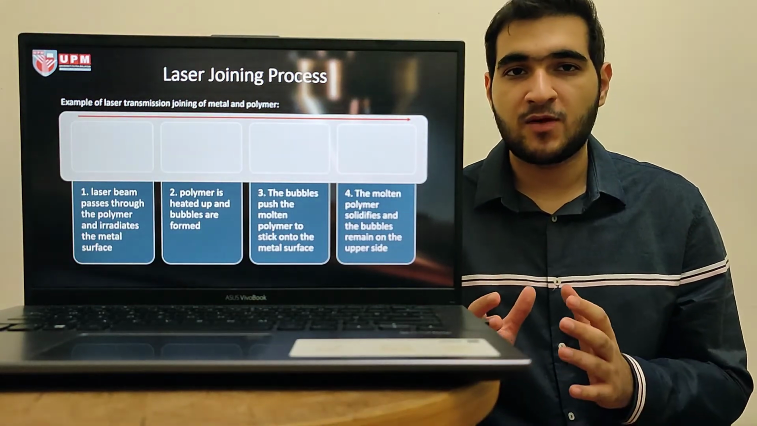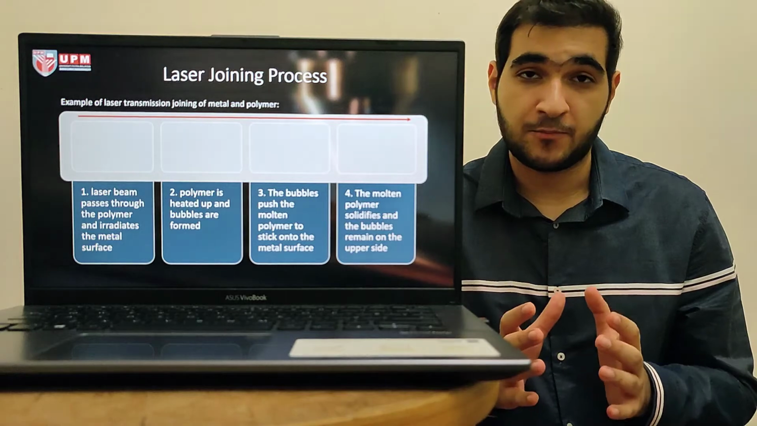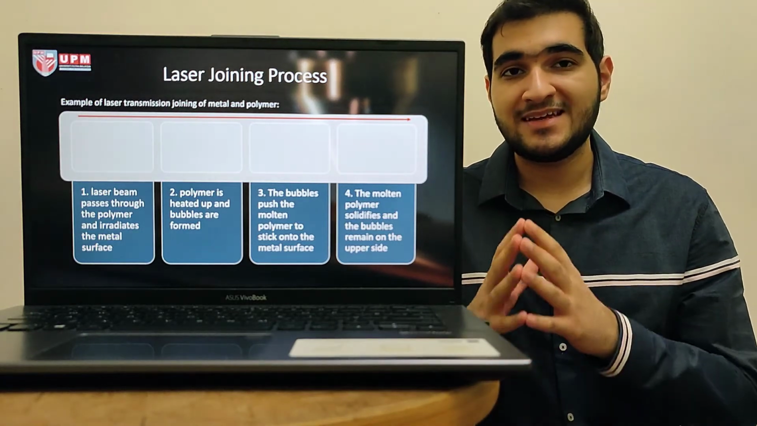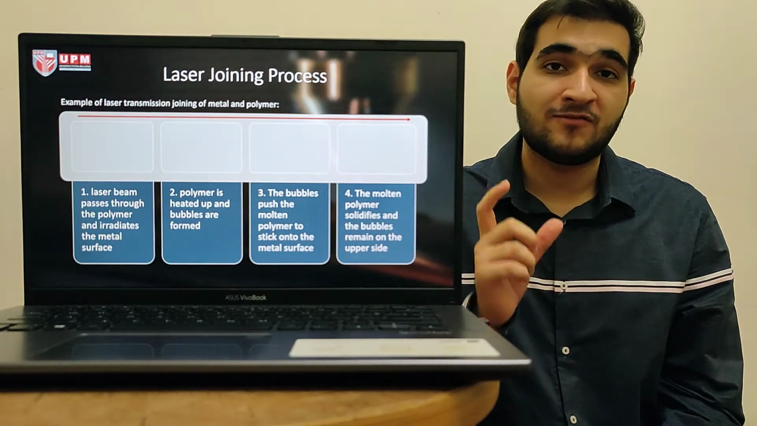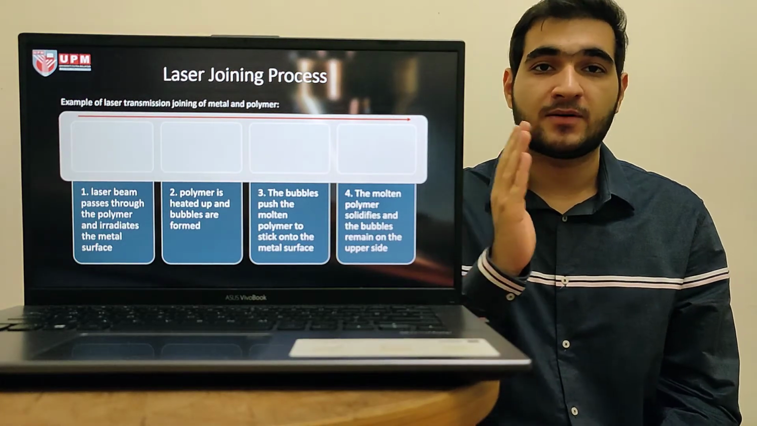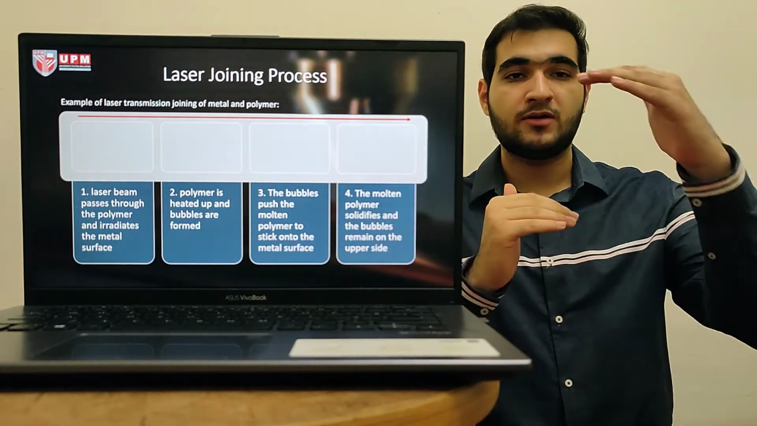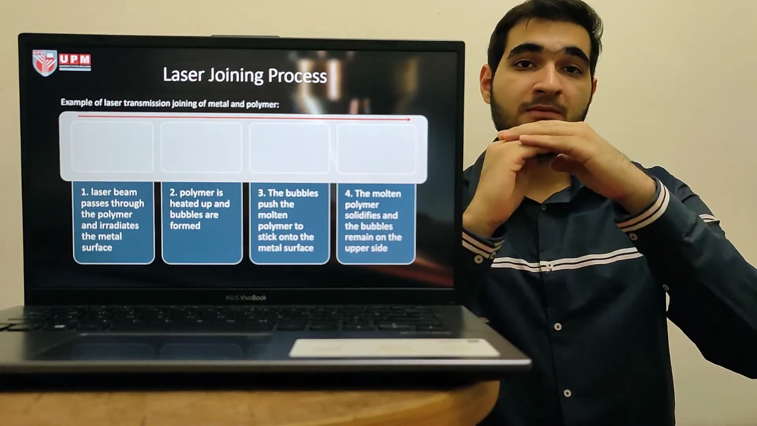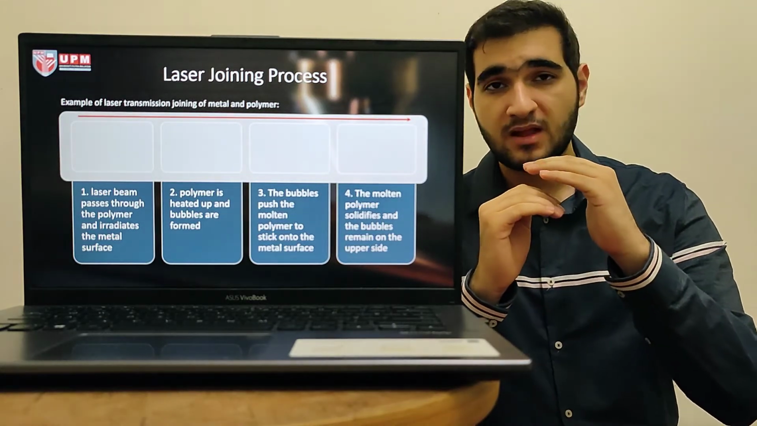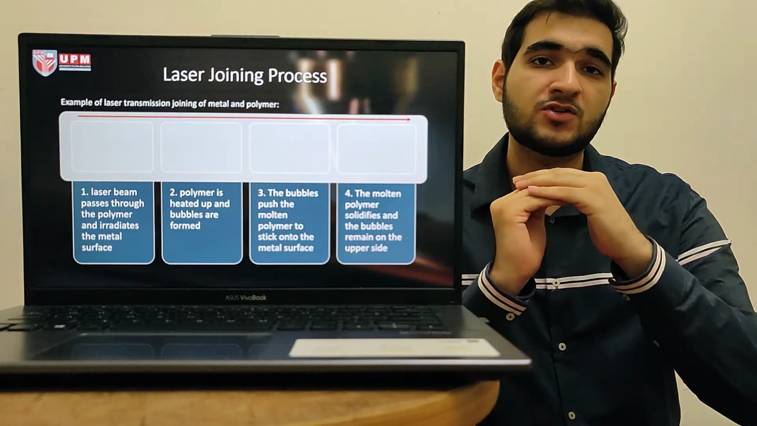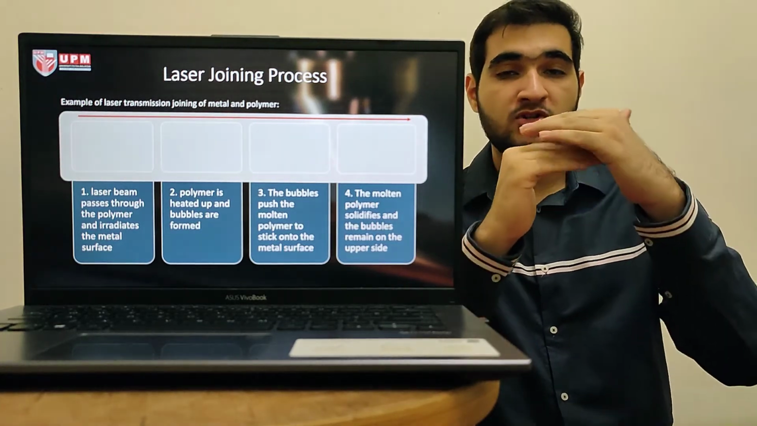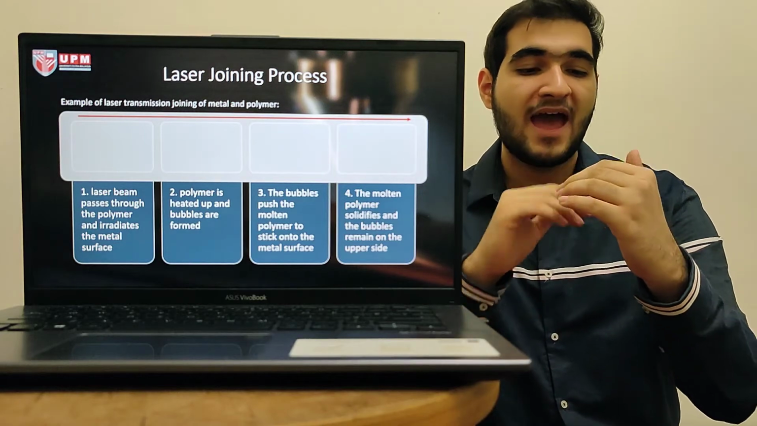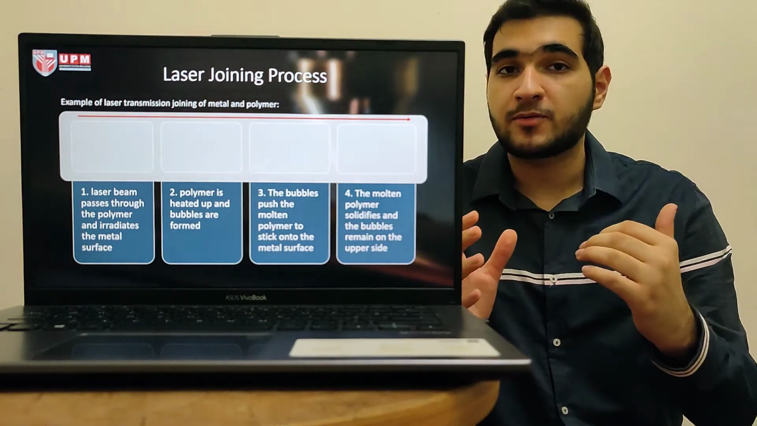So in this segment, we're actually going to go a little bit into detail. We're going to specifically explain one particular example of laser joining. In this case, we have polymer and metal, where the polymer resides on top of the metal product. What happens now is that once we turn on the laser, it starts passing through the polymer, which resides on top of the metal, and it starts to irradiate the polymer.